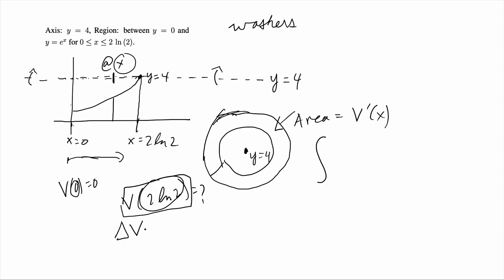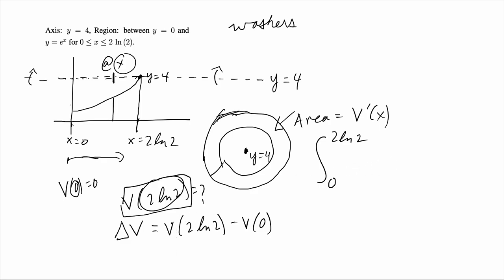Okay, so this change of volume going from 0, which we could represent like this, V of 2 ln 2 minus V of 0, we can represent as an integral as we move from 0 to 2 natural log of 2, and then we put the derivative of the volume, right?